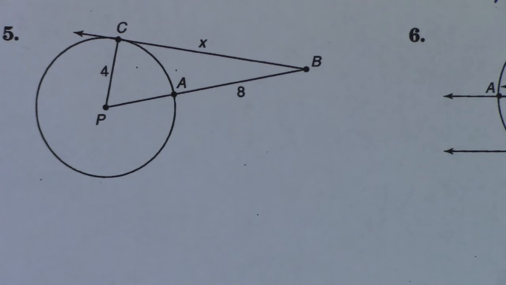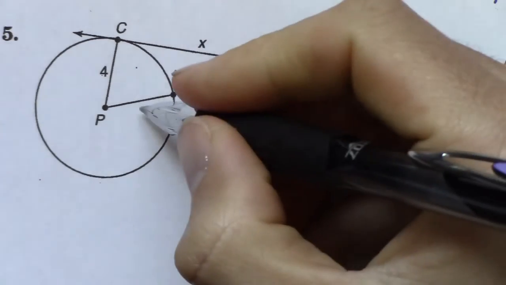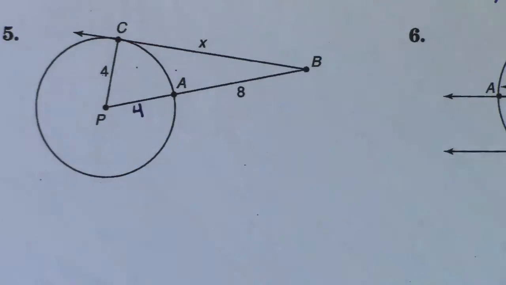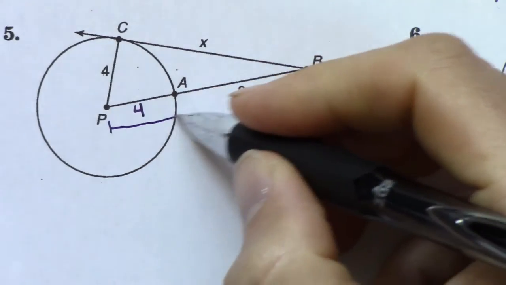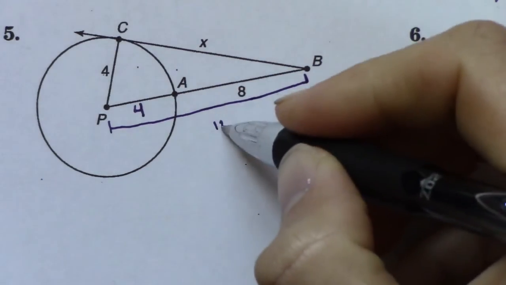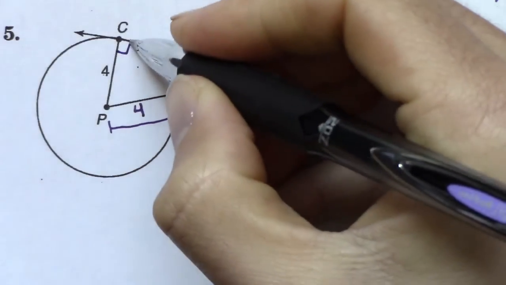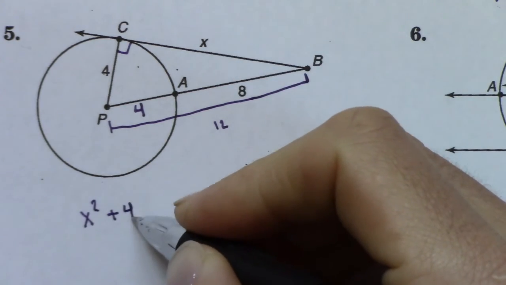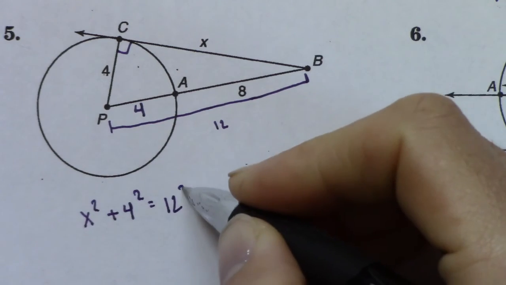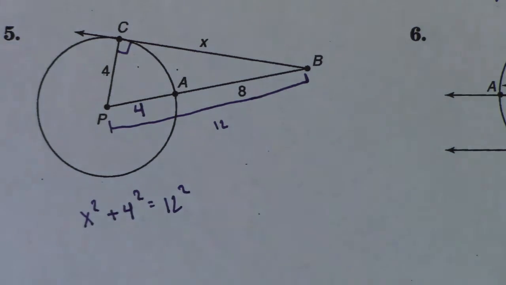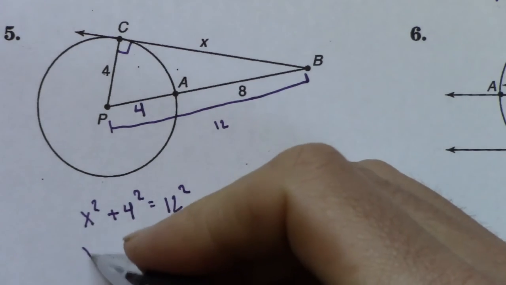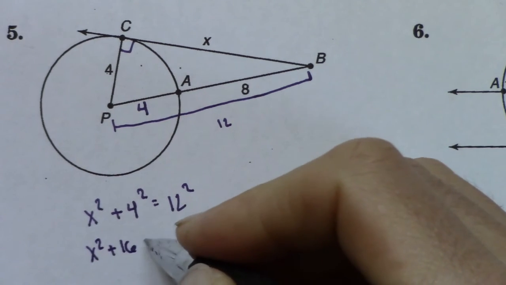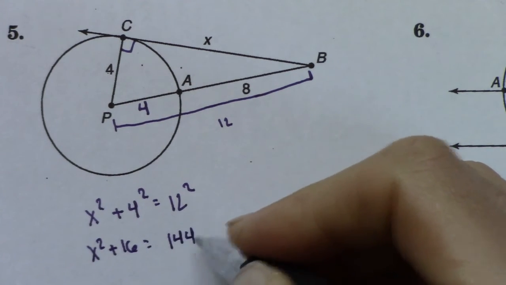5, what do we got? X is a leg, I got the 4. I know that this being the radius is also 4, which means my hypotenuse is 12. So setting up Pythagorean theorem, I now have x squared plus 4 squared equals 12 squared. Okay, putting that together, I got x squared plus 16 equals 144.